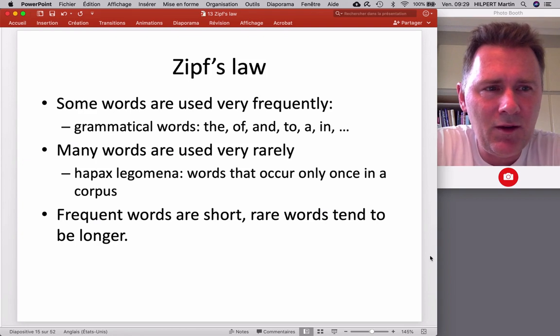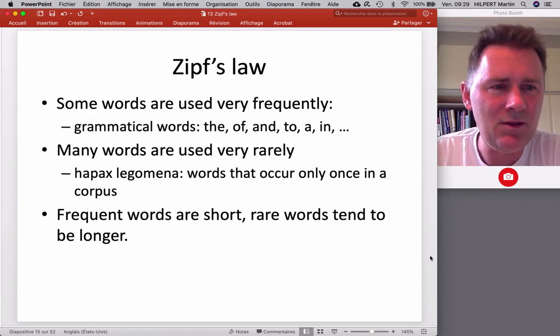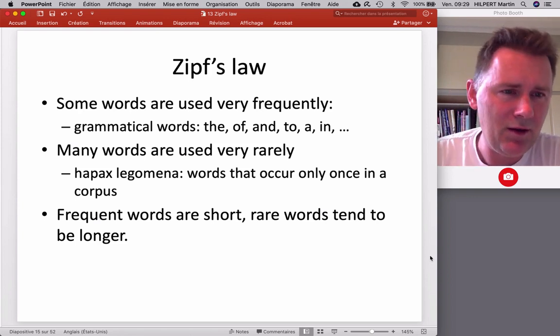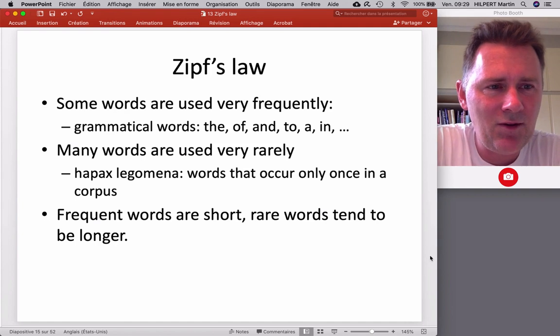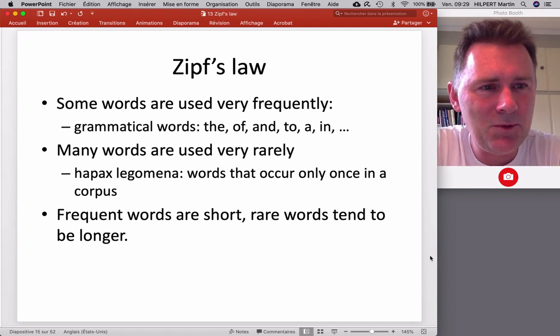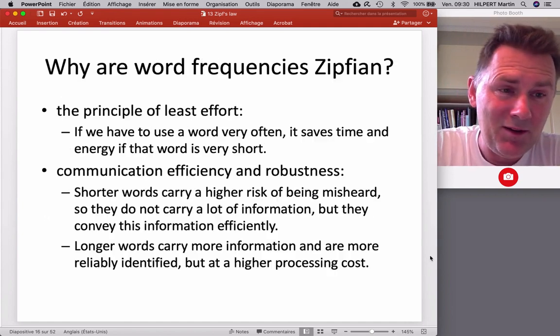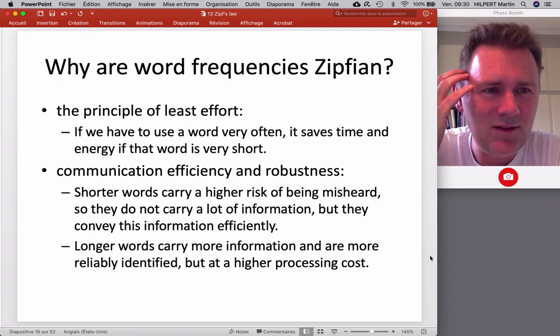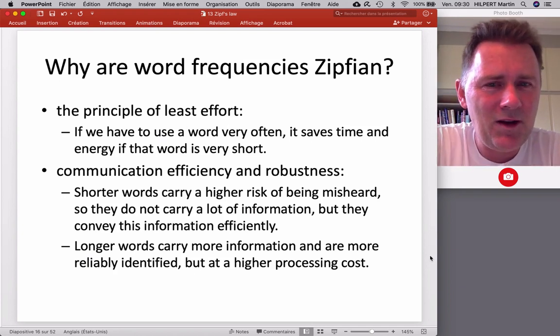Yeah, think of it as the probability that you pick a hapax legomenon from a corpus at random and check how many letters are in that word. Okay, so on average, hapax legomena will be longer than the words that you find at the very top of the word frequency food chain. Right, so what does this mean? Is this just a weird coincidence? Is this something that we can explain?